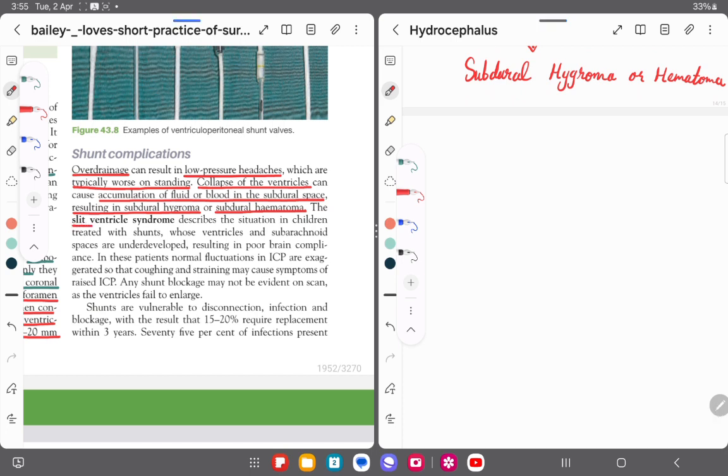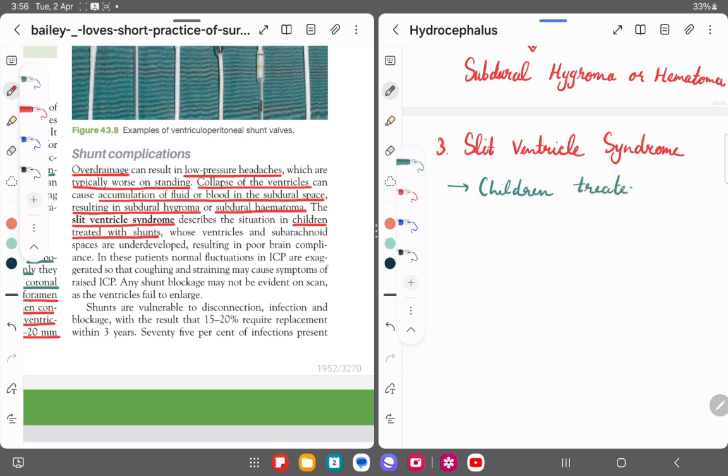Number 3 is the slit ventricle syndrome. It describes the situation in children treated with shunts whose ventricles and subarachnoid spaces are underdeveloped, resulting in poor brain compliance. Slit ventricle syndrome occurs in children treated with shunts.